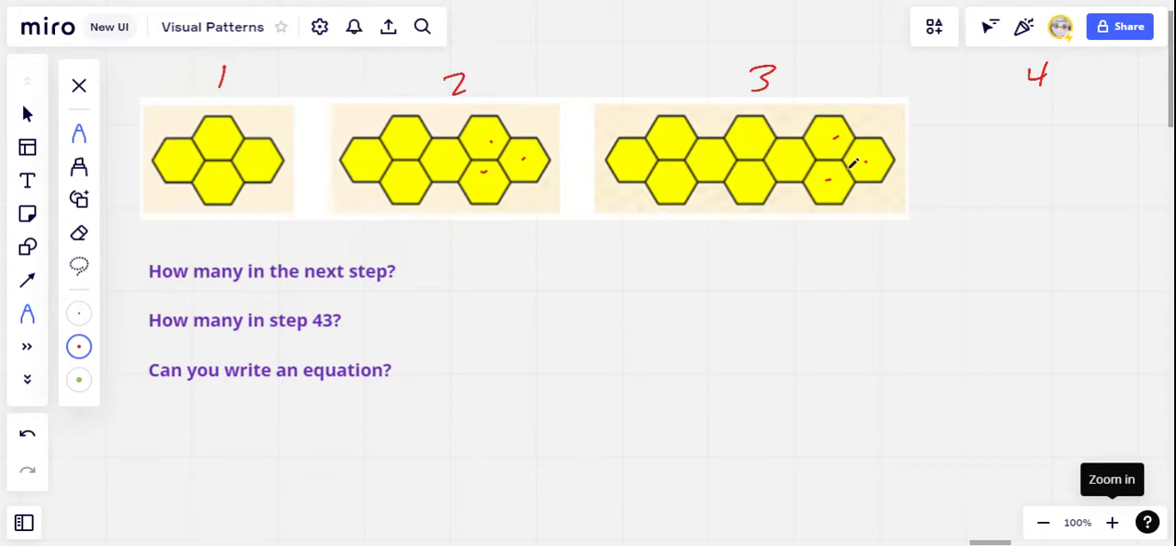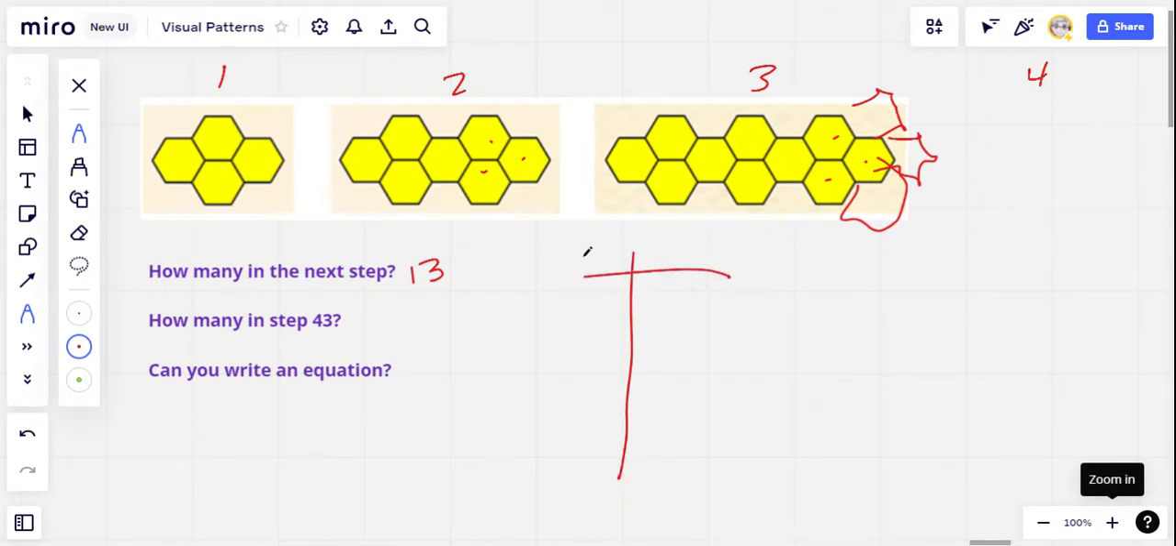I think we can use this adding 3 knowledge to predict the next one. So we'd have a hexagon here and one here and another one down here. So we'd have 3 more. So that would be 1, 2, 3, 4, 5, 6, 7, 8, 9, 10, 11, 12, 13 hexagons in step 4. So I think that's what we'd see in the next step. But let's analyze this pattern a little bit.